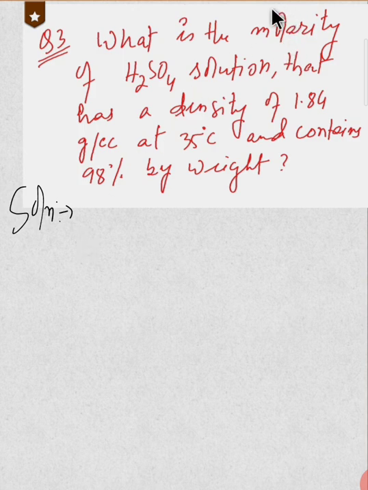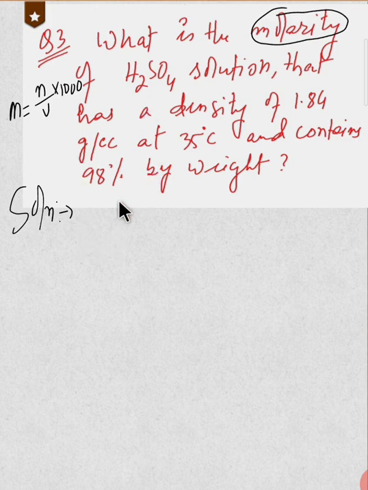For molarity calculation we have the formula: M is equal to the number of moles of solute divided by the volume of solution in ml, into 1000. This is the formula to be used. So we need to find the number of moles and the volume of solution, which we will find. Now one concentration percentage is given.